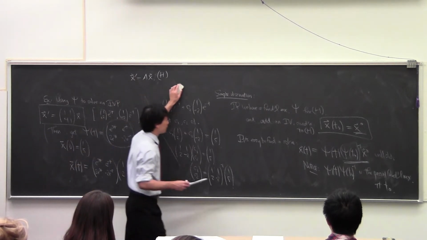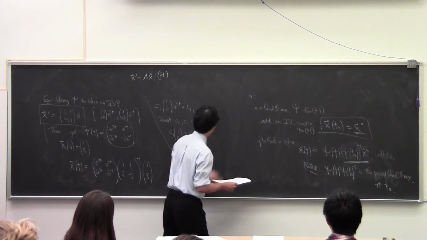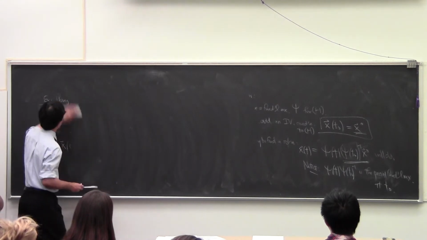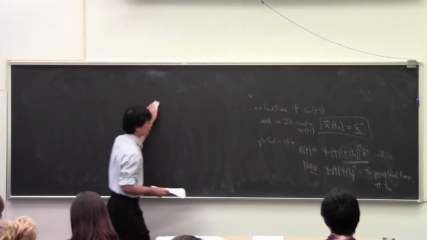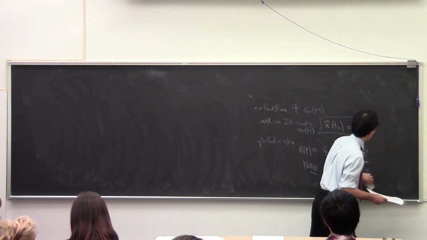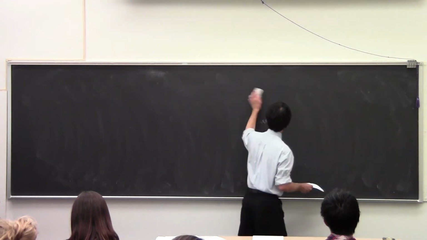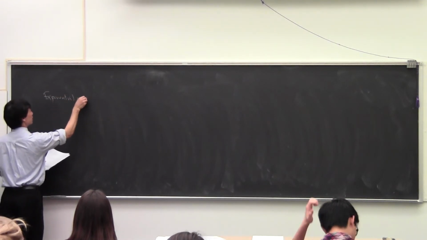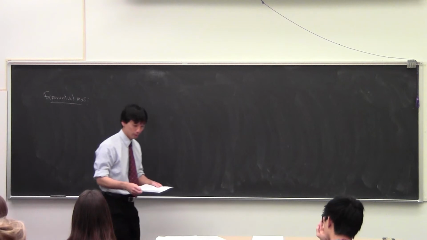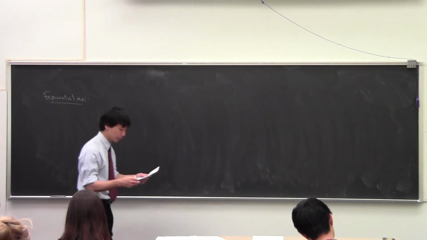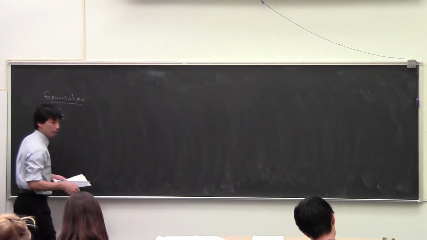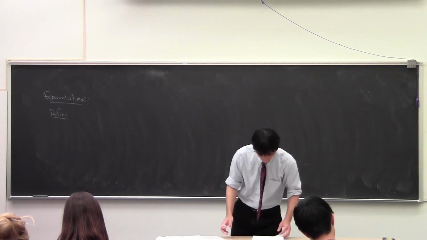Okay, so let me go to a topic that will seem sort of unrelated, but actually it is very closely related. This is called the exponential of a matrix. You're taking the exponential of the matrix. So, definition.